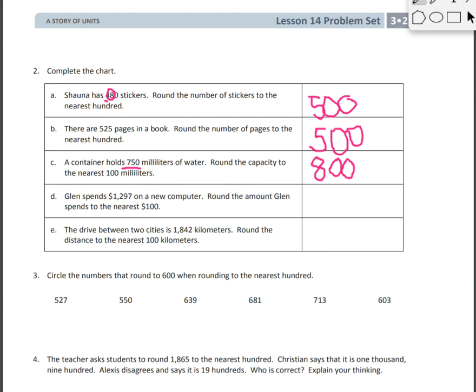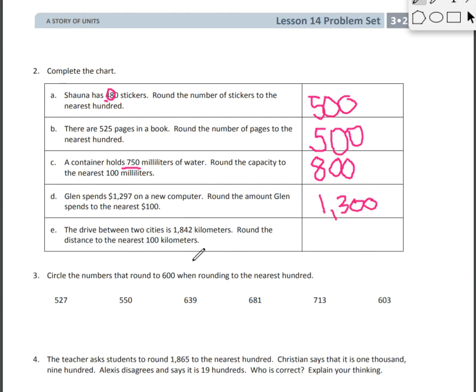So we're going to round the amount that Glenn spent to the nearest 100. Now this is a lovely problem because we know that 97 is basically right at the next 100. So this lets us kind of notice that without thinking about it too hard and understanding that Glenn spent about $1,300.